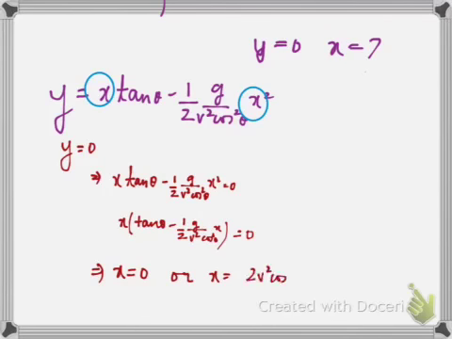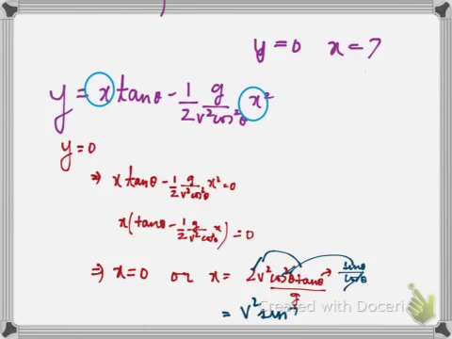x equal to 2 v square cos square theta into tan theta upon g, and we know that tan theta is equal to sin theta upon cos theta. So tan theta will be sin theta over cos theta, and cos theta will get cancelled. Sin theta into cos theta into 2 will give me sin 2 theta, and this will be equal to v square sin 2 theta by g. Right, so I have two values here. First is x equal to 0 and x equal to v square sin 2 theta upon g.